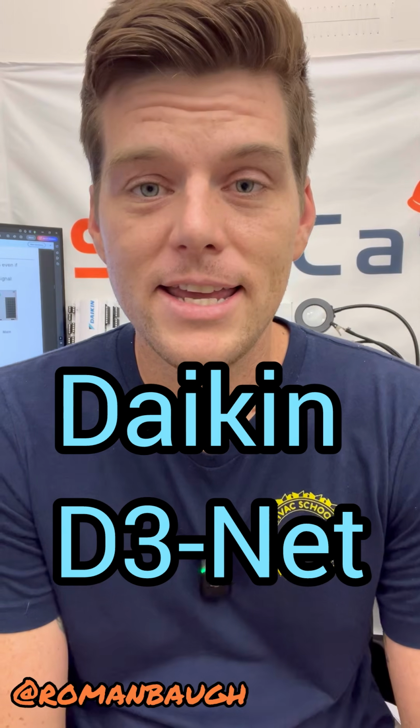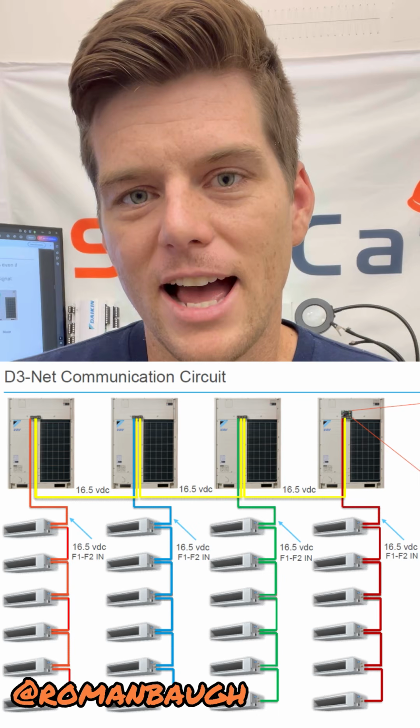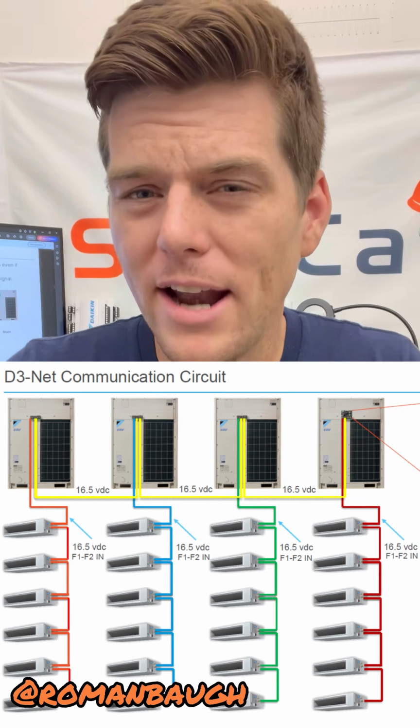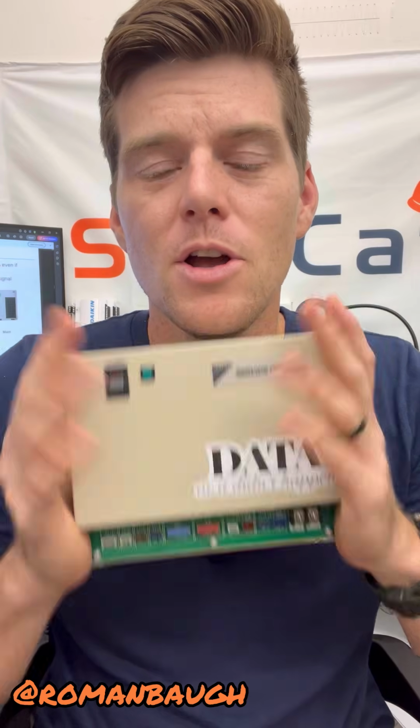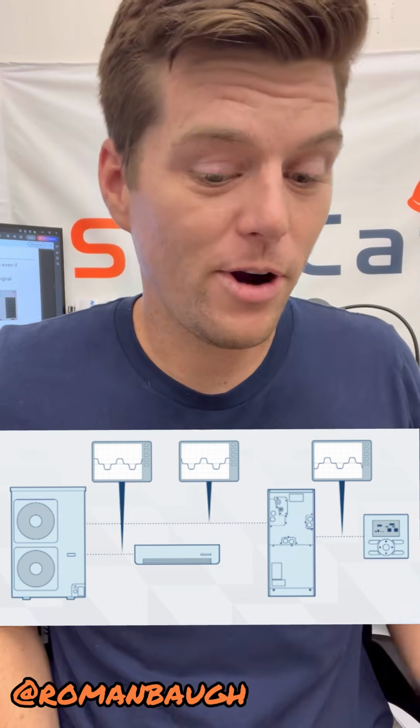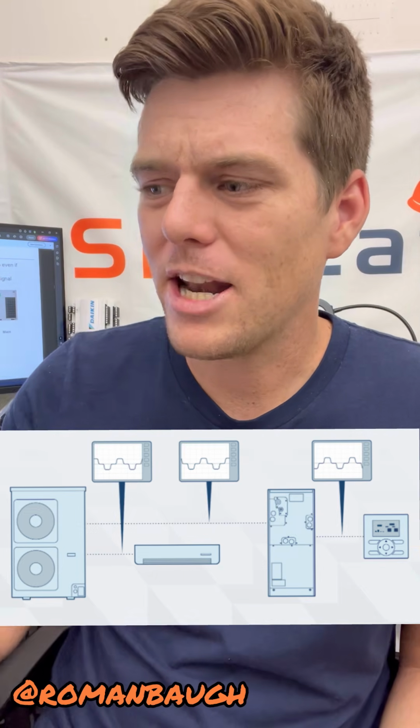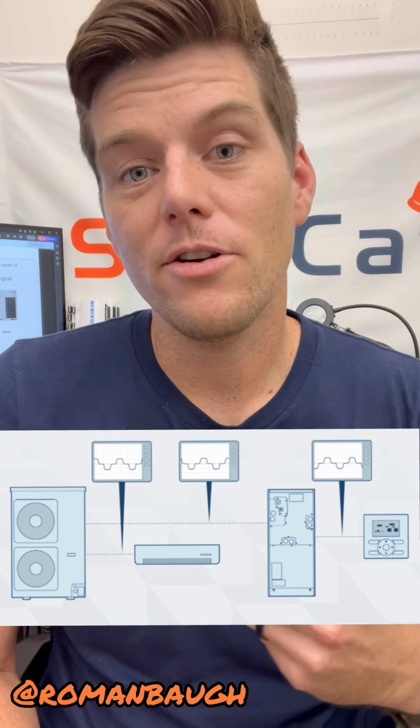Let's talk Daikin D3 network. Now, this is the communication network that has been designed for VRV equipment. Why does that matter, that we actually understand the communication circuit on VRV systems? Well, because sometimes we get U4 error codes, sometimes we get random communication faults, and it's important to understand the hierarchy of where these voltages are being generated and where they're going to, right? Where they start and where they end.